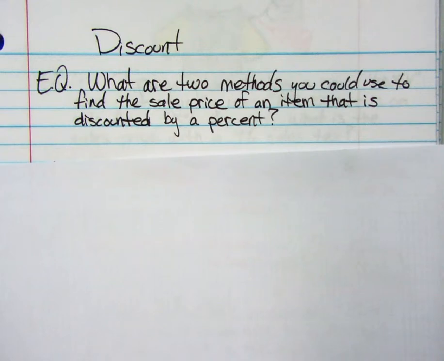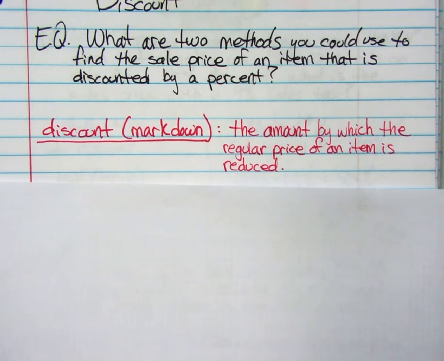All right, now that we've talked about sales tax, tip, and markup, all found the same way, now we're going to talk about discount, something that we subtract from our total. So the essential question: what are two methods you could use to find the sales price of an item that is discounted by a percent? A discount or a markdown is the amount by which the regular price of an item is reduced. So it's going to be less of an amount.